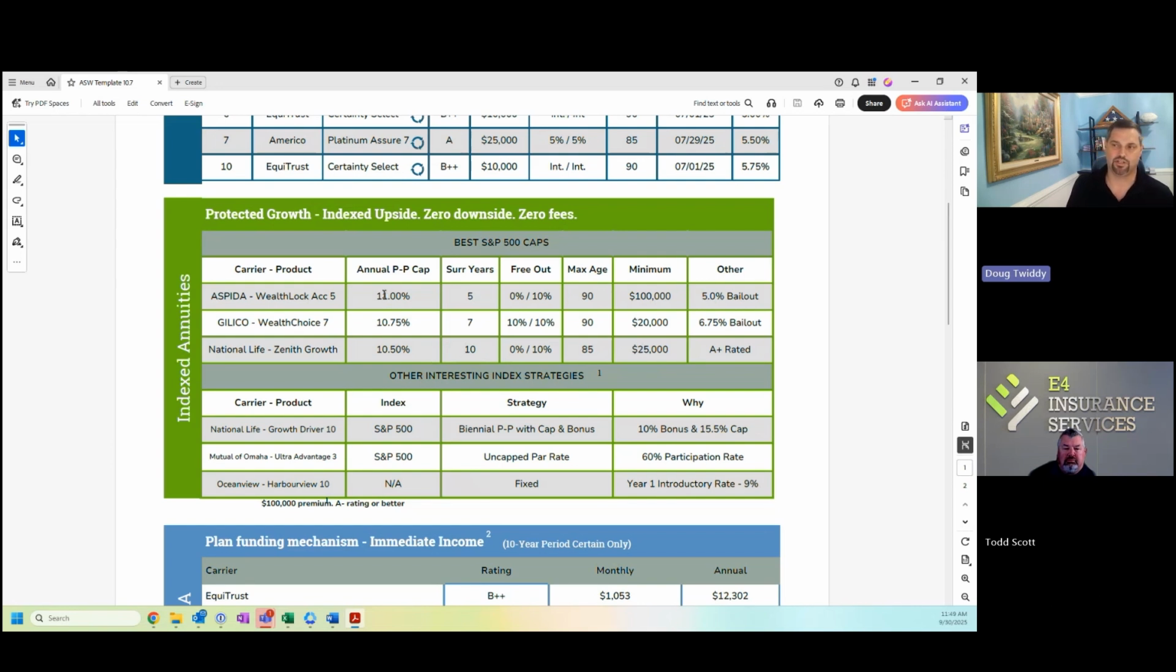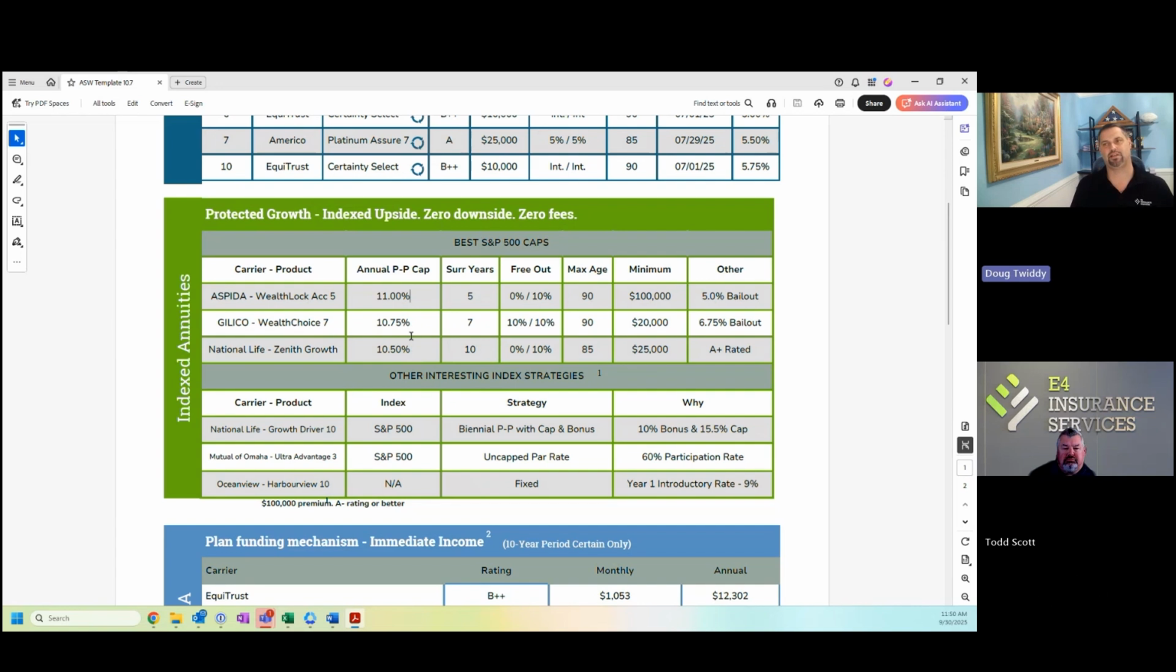So, in case you don't know, S&P cap, super easy calculation. Policy issues today, they look at the S&P 500's index value today. 12 months down the road, they look at the index value again and determine how much it went up. If it went up 5%, you get a 5% return. If it went up 9%, you get a 9% return. If it went up 15%, you're capped at 11, right? Or you're capped at 10.75. You can't get any more than the cap.